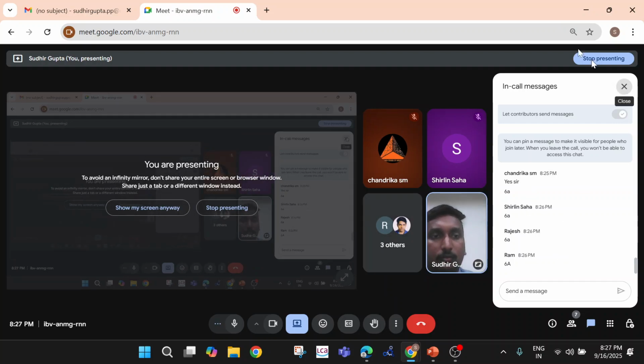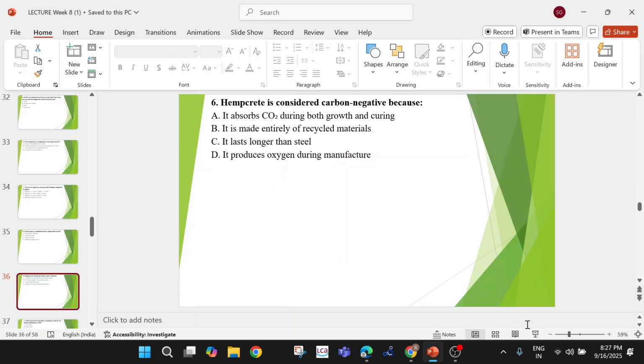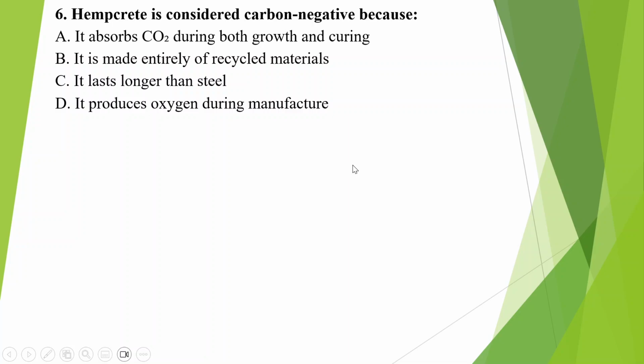6A. So it is very clear to all of you that you have answered it correctly. Option A is the correct answer for question number 6. This hempcrete lime-based binder absorbs CO2 during the curing, and the hemp plant sequesters CO2 during its growth, making it carbon negative. The other options, like it lasts longer than steel, don't make it carbon negative. Fine. So let's move to the seventh question then.